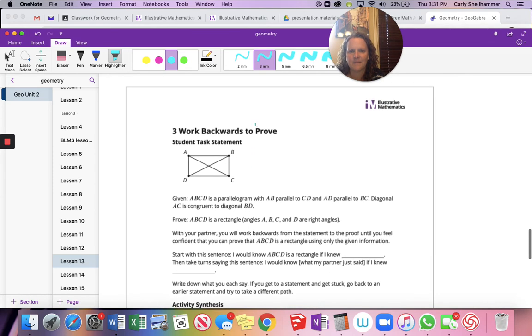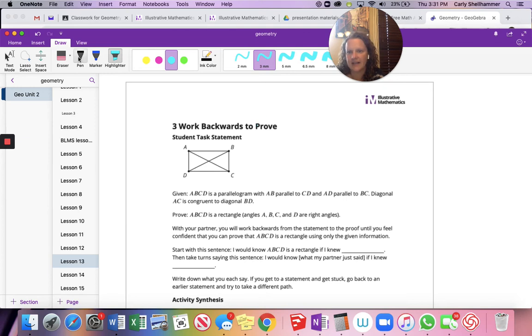All right, now let's get that highlighter out. We've got all the given things. So this is given, that is given, and diagonal AC is congruent to BD. I'm going to mark those with red. So AC is congruent to BD. And this is congruent to that, definition of parallelogram. This is congruent to this, definition of parallelogram.